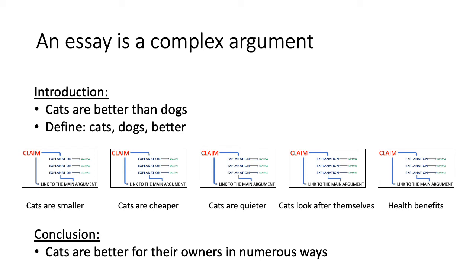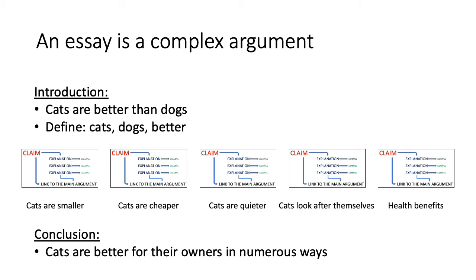So in the introduction, I'm going to define cats, I'm going to define dogs, and I'm going to define my criteria for judging better. So I'm going to say, claim 1, cats are smaller, and I'm going to explain 3 reasons why smaller is better and provide examples to prove that cats are smaller and therefore better. Claim 2, cats are cheaper, and I'm going to explain 3 reasons why cheap is better. And I'm going to provide 3 pieces of evidence to prove that cheaper is good. Cats are quieter, cats look after themselves, cats have health benefits.